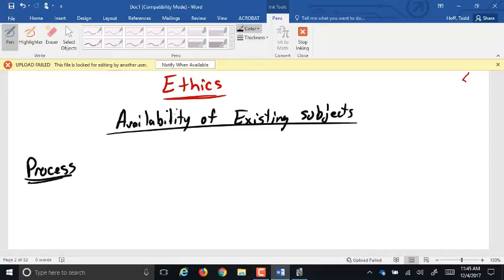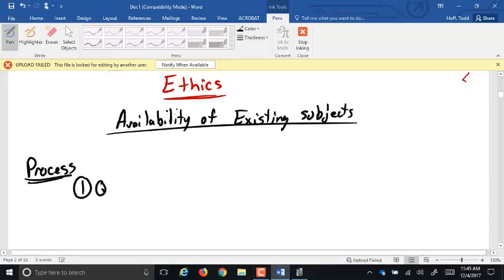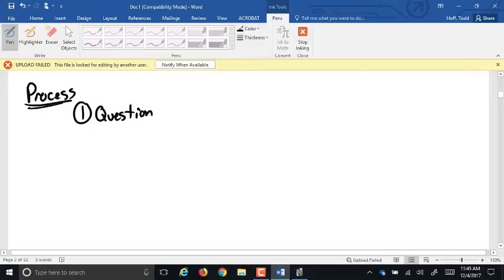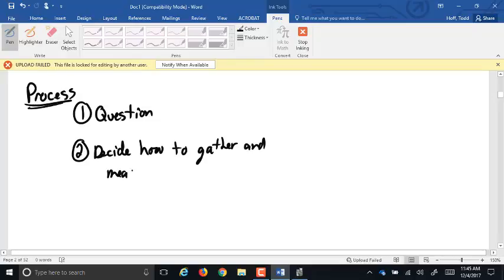And we did ask the question. And I'm going to greatly abbreviate it. We asked the question here, what is it we wanted to learn about? We decided how to measure the data. Decide how to gather and measure data. I'm going to give myself a little space here. We looked at summarizing and analyzing the data.